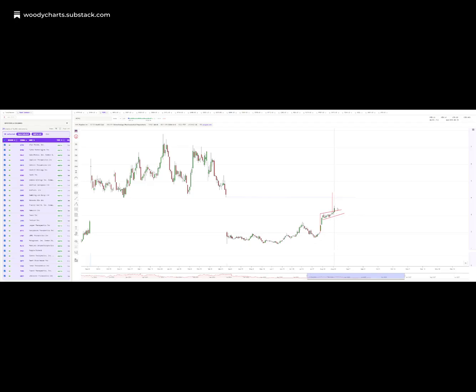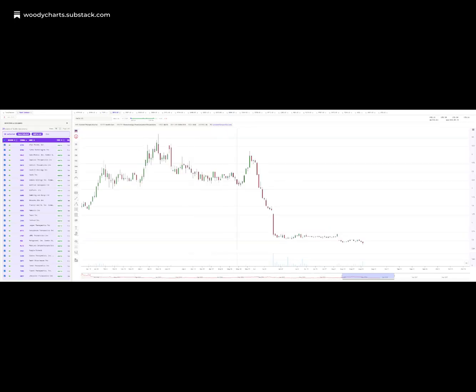And now we've had this breakout. I'm shooting for the gap. Once I get up there, I'll just put a little stop loss further down.